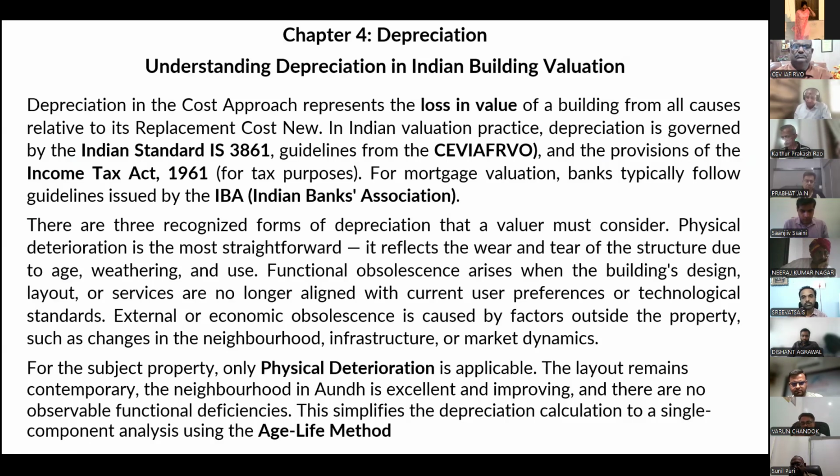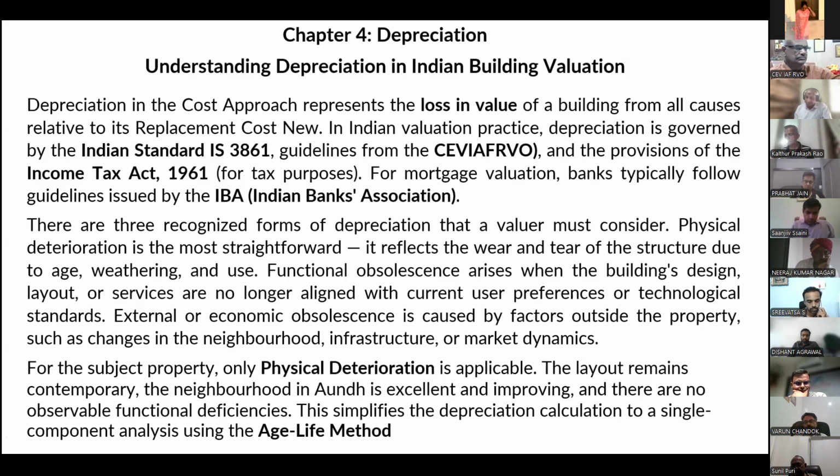So why we are not taking functional obsolescence or external obsolescence into consideration? We have written here that the layout remains contemporary, the neighborhood in Anud is excellent and improving, and there is no observable functional deficiencies in the building. So this simplifies the depreciation calculations to a single important analysis using age life method.